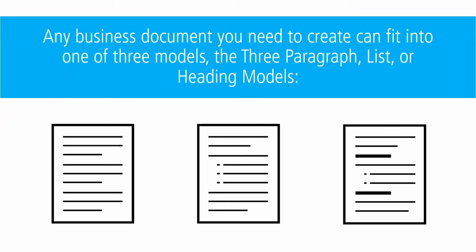Understanding the use of the business model, we can now talk about how to structure content. Any business document you can create can fit into one of three models: the 3-paragraph, list, or heading model. Let's look at the elements of each to gain a better understanding of how to structure documents. The basic model consists of 3 paragraphs, an opening paragraph stating what needs to be done, a second paragraph with the main point, and a closing paragraph with a time frame and action information.